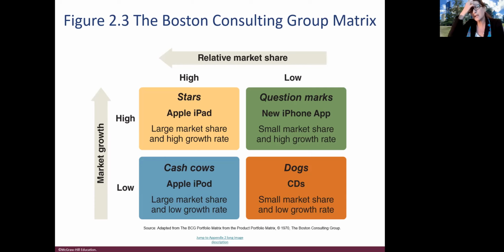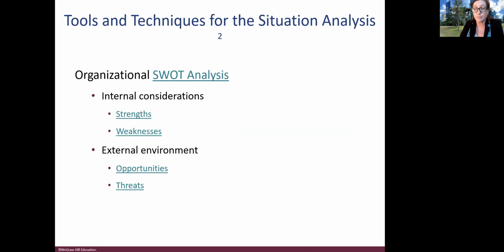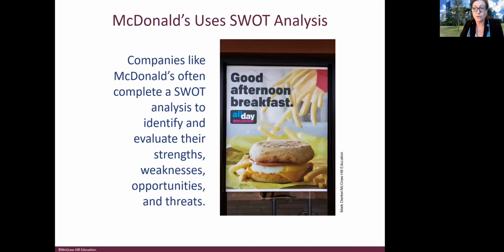So by understanding where your brand is on this BCG matrix, and understanding where competitor brands are relative to this BCG matrix, we can begin to understand where we fit in the marketplace and where the market opportunities are. So going from the industry level, the competitor analysis, into the organizational level and the SWOT analysis, we need to look at internal strengths and weaknesses, as well as external threats and opportunities.